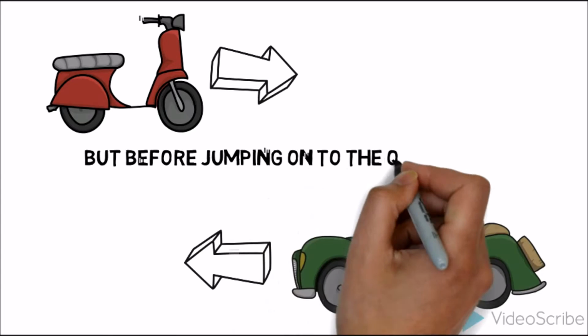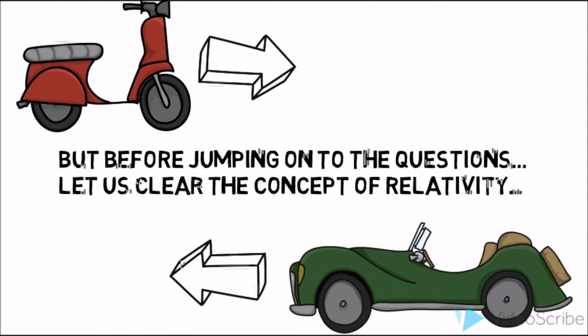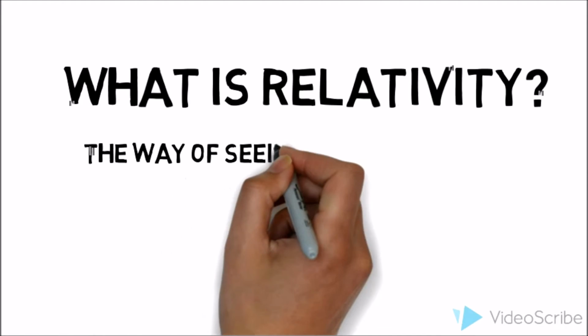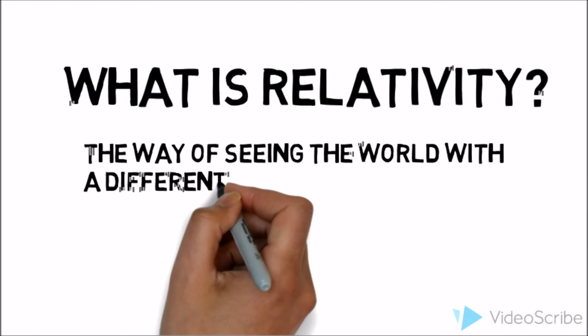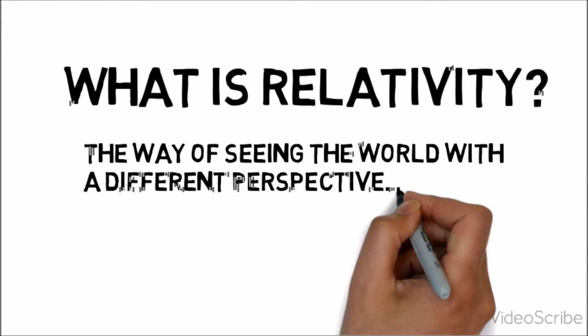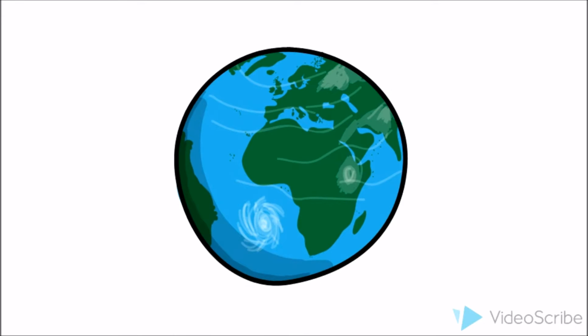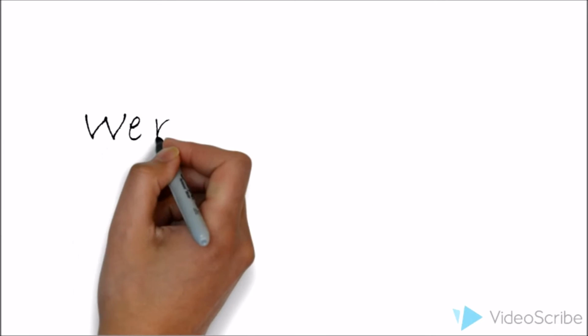But before jumping on to the questions, let us clear the concept of relativity. What is relativity? The way of seeing the world with a different perspective is known as relativity. Well, let us understand this with the help of an example. The example of Sun and Earth.